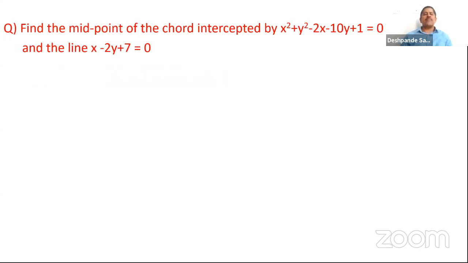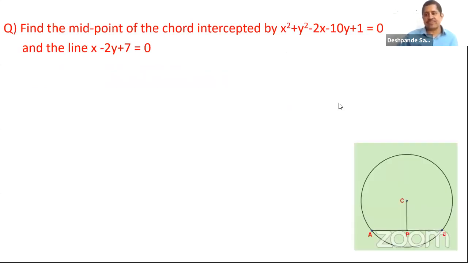Yeah, so we take a problem here based on the concept. Find the midpoint of the chord intercepted by x square plus y square minus 2x minus 10y plus 1 is equal to 0, and the line equation is given as x minus 2y plus 7 is equal to 0. So what is given in the problem? First of all, analyze. You got a circle equation. You got the chord given as x minus 2y plus 7 is equal to 0. And you're going to find this point P.